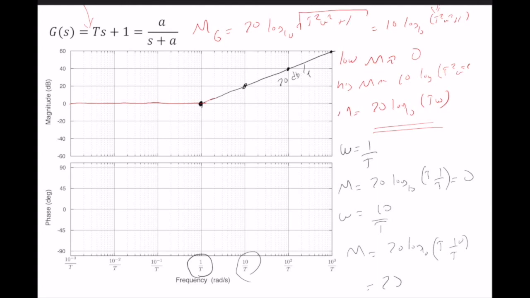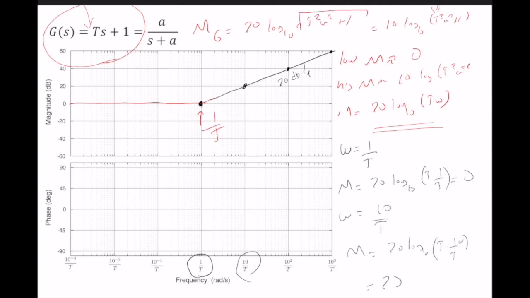So the only difference is the corner frequency, and the magnitude is equal to 1 over t. From this perspective, we can see that for any first order transfer function in this form, what I need to do is compute the corner frequency, which is equal to 1 over t. Then I have the same Bode plot. I just shift it in the frequency domain based on the value of t.